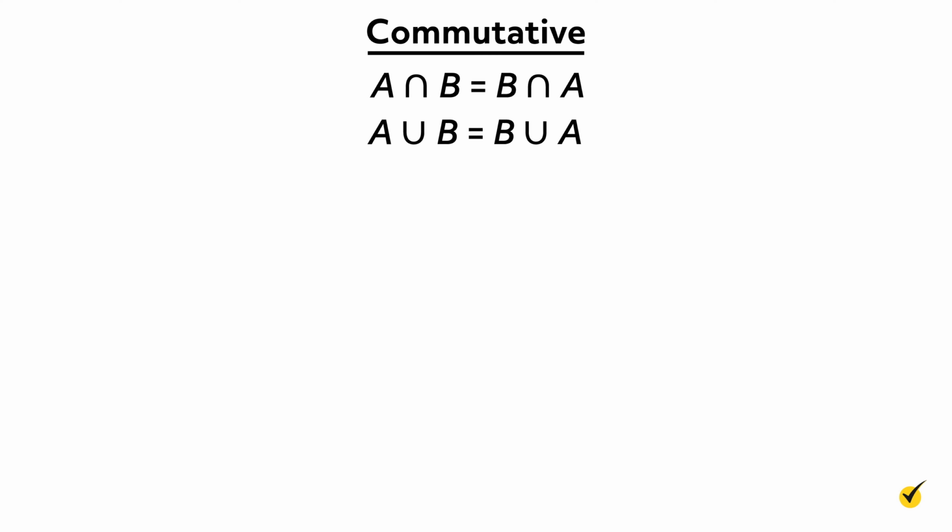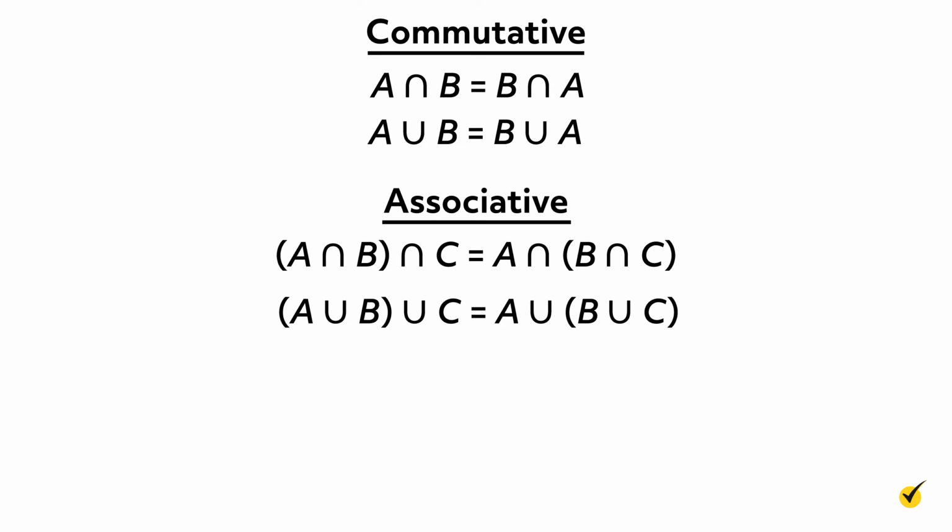The commutative property tells us that the intersection of A and B is equal to the intersection of B and A. And similarly, that the union of A and B is equal to the union of B and A. The associative property tells us that the intersection of A and B intersected with C is equal to A intersected with the intersection of B and C. Likewise, the union of A and B with C is equal to the union of A with the union of B and C.